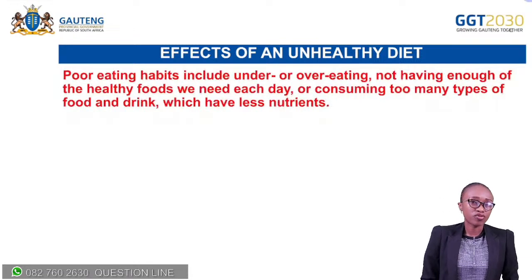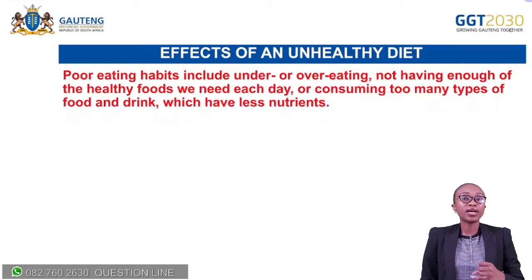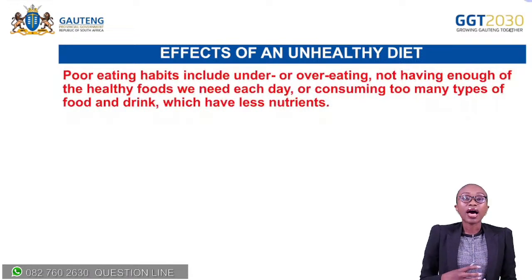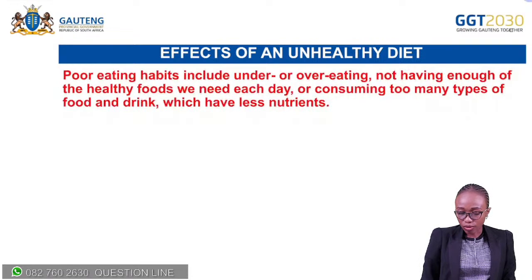What are these healthy foods? It's those foods that have carbohydrates, proteins, vitamins, fats and oils, minerals, and water. Those are the foods that have all those nutrients that we have been talking about.